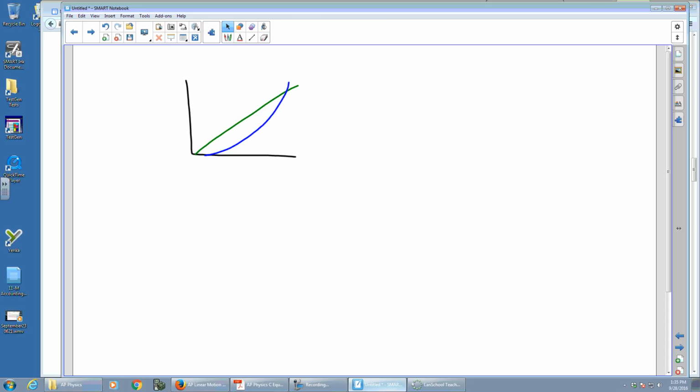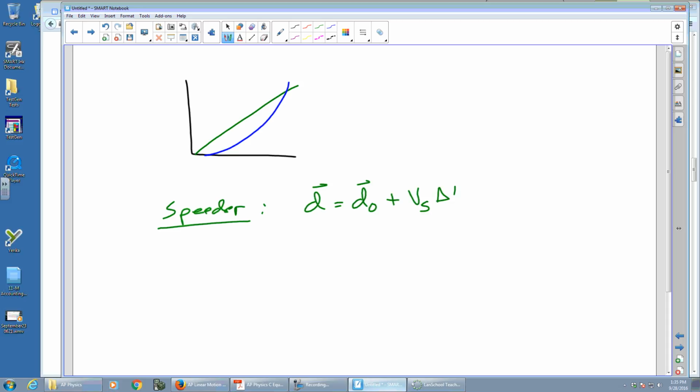For the speeder, again, I'm using my general kinematics equation, right? For the speeder, d naught plus v of the speeder delta t, and then it's not accelerating, so I just have 0 here, right? For the speeder? Yes, no, maybe? Okay.